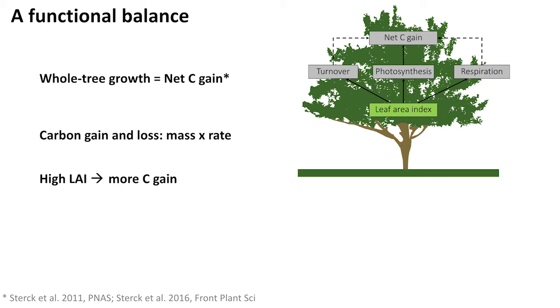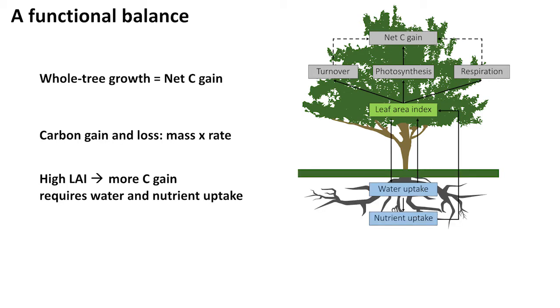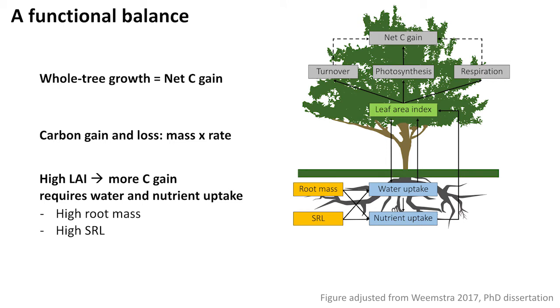So an increase in leaf area index leads to more carbon gain, but in order to maintain a high leaf area index and photosynthesis, plants need water and nutrients, and that's what we've incorporated into our model during my PhD research. Water and nutrients are obviously acquired by the roots, and as I've previously explained, we've been focusing on two root traits that are associated with the below ground uptake area, and these are root mass and specific root length. So an increase in either one of these root traits leads to an increase in below ground resource uptake, which allows a larger leaf area index and more photosynthetic carbon gain, so more tree growth.